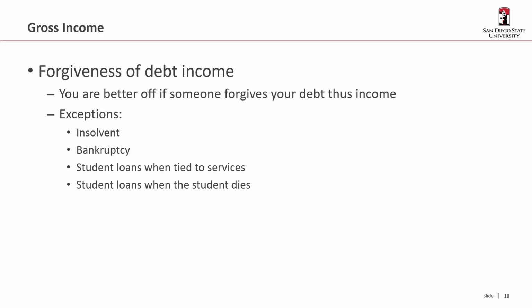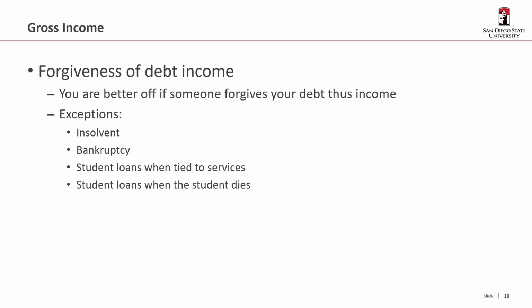Okay, forgiveness of debt income. Obviously, you are better off if someone forgives your debt. As a result, that represents income. So, for example, let's say that you have credit card debt and your credit card company forgives your credit card debt because they're tired of chasing you down for the $100 that you owe on your credit card. That is income to you, and they're going to send you, I believe it's called a 1099-C. It might be a 1099-CID, cancellation of debt. In any event, maybe COD.